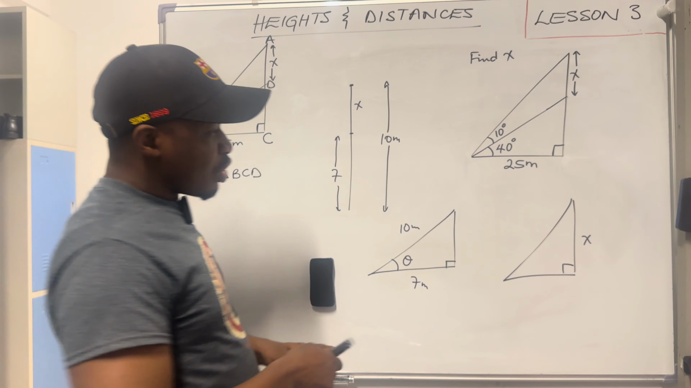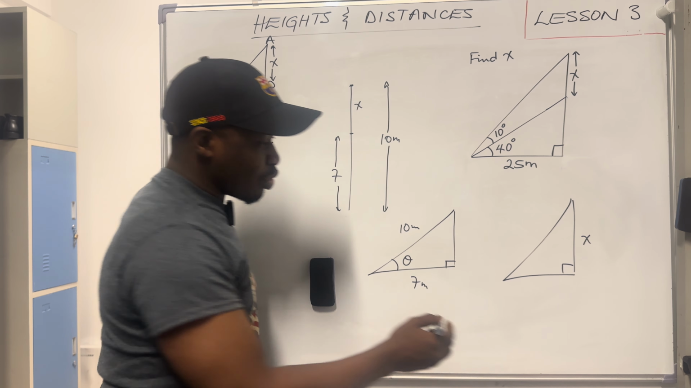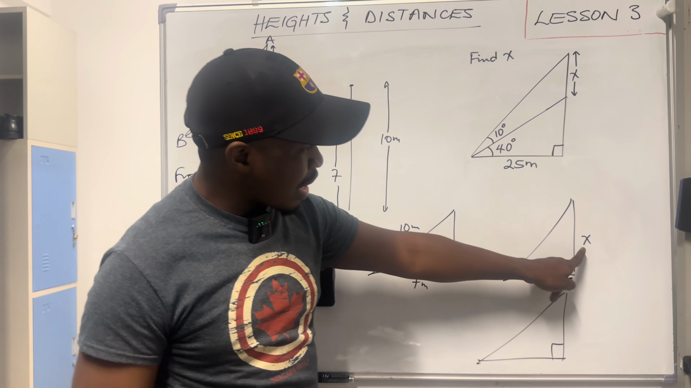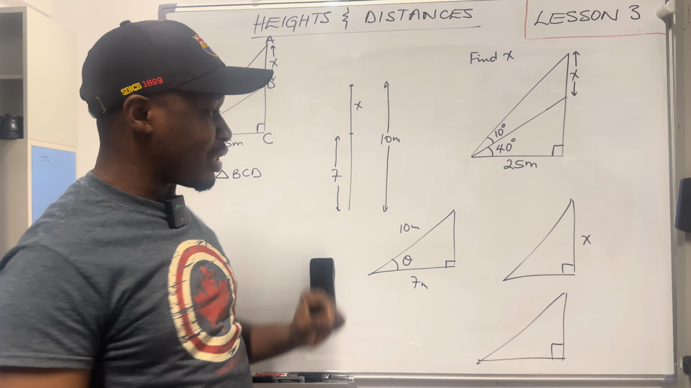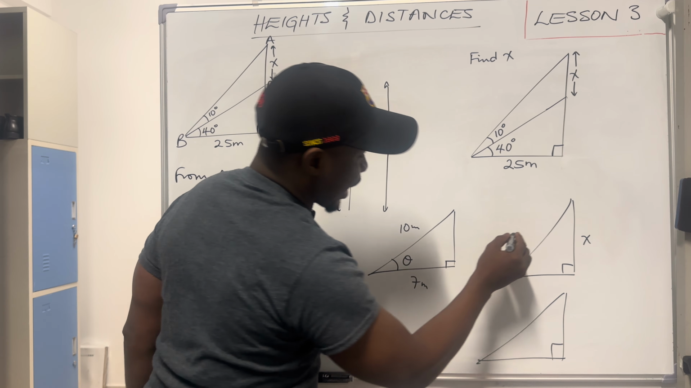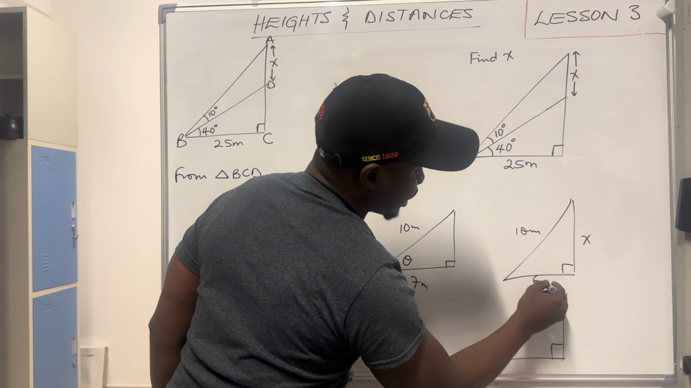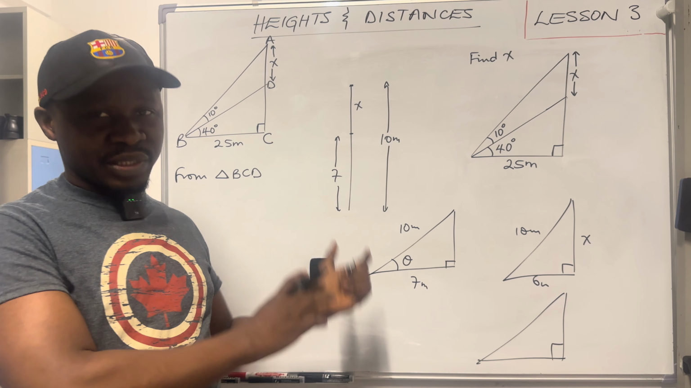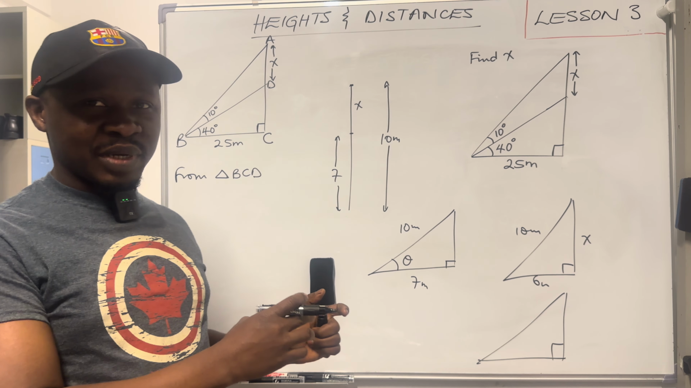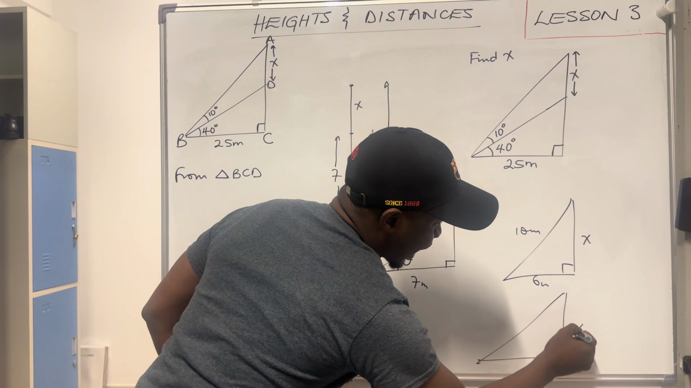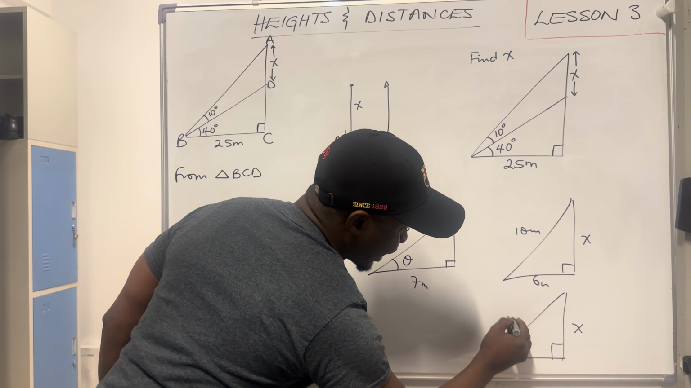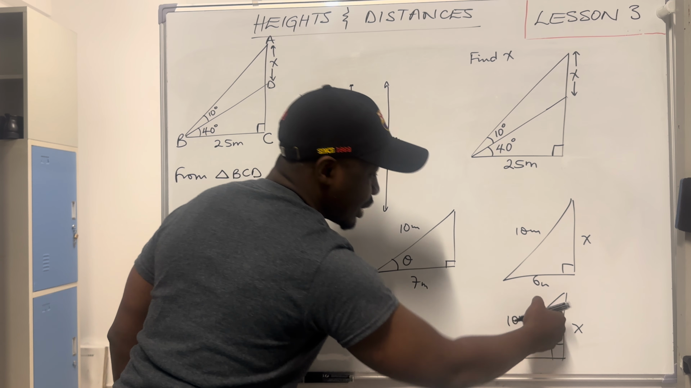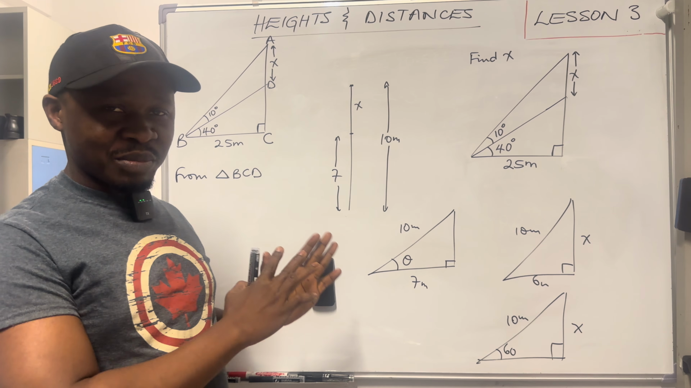For you to find one side in a right angle triangle, we have two possibilities. Either the remaining two sides are given, like 10 and here is 6, without involving an angle. That one requires the use of Pythagoras theorem. But if you want to use a trigonometric ratio to find one side, you need one side and a particular angle, whether it's this angle or this angle. You need to understand what I'm saying here.